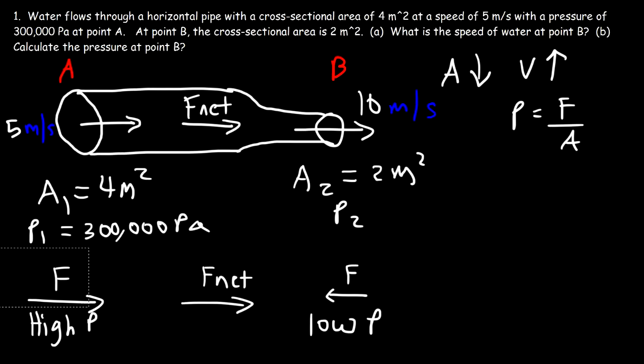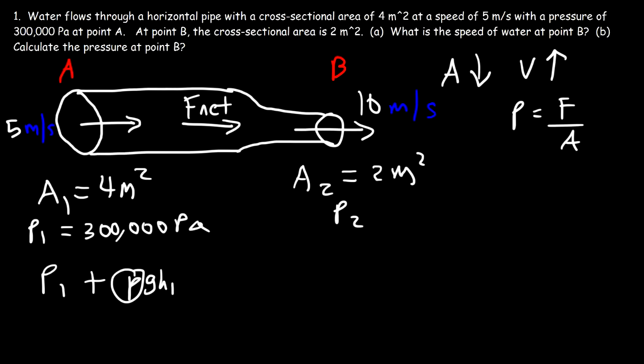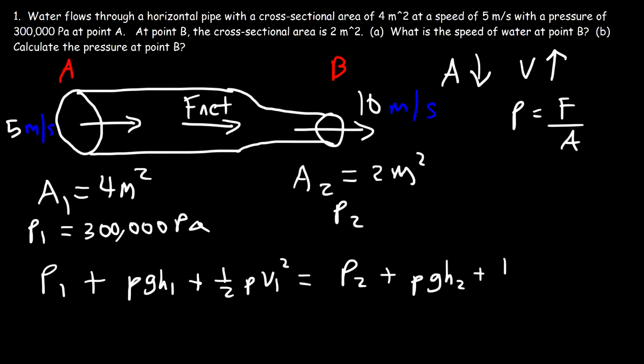So now let's calculate P2. So we should get an answer that's less than 300,000 pascals. So let's use Bernoulli's equation to get the answer. So here's Bernoulli's equation. P1, the pressure, plus rho g H1, where rho is the density of the fluid, plus 1/2 rho V1 squared. That's equal to P2 plus rho g H2 plus 1/2 rho V2 squared. Now the height of the pipe does not change. So therefore, these terms are insignificant.